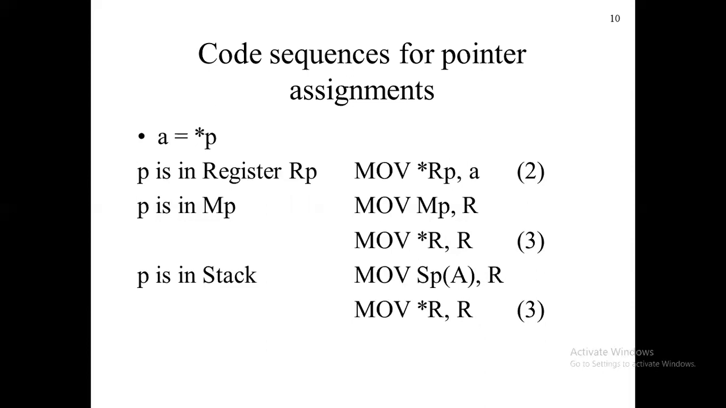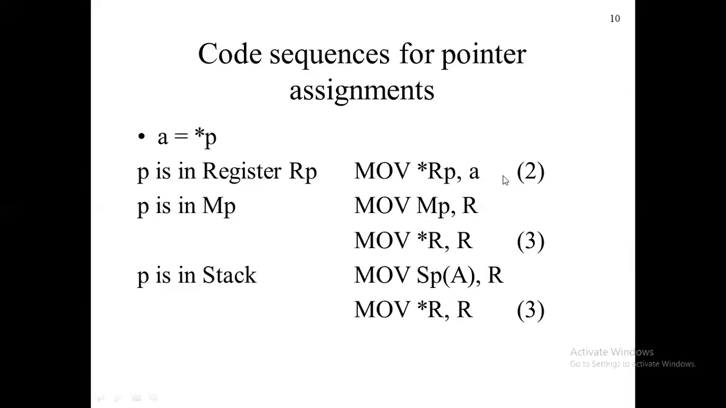Next, similarly, you calculate the pointer assignments. Here, a pointer is assigned to the normal variable A. The pointer may be in a register, in memory, or on the stack. If it is in a register, you can directly move the value of that pointer into the variable A. Suppose it is in memory: first you have to move it into a register, then move the pointer to the register into the register. If it is on the stack, you have to move that stack value into a register, and the pointer to the register is moved into the register.